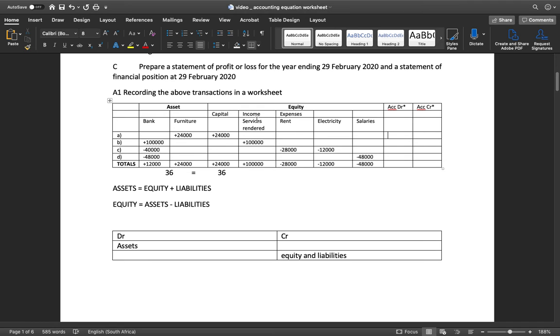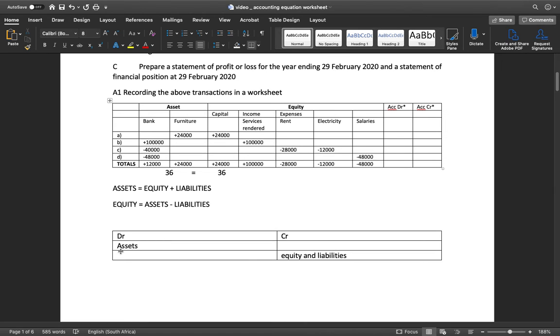So the first thing is to say, well, what bank, for example, is it an asset? Is it a liability? It could be a liability if we owe the bank. Once we know whether it's an asset or whether it's a liability, we then just have to apply the rules. And the rules are as follows. Assets have got debit balances. Equity and liabilities have got credit balances.